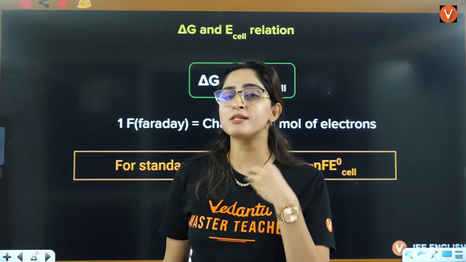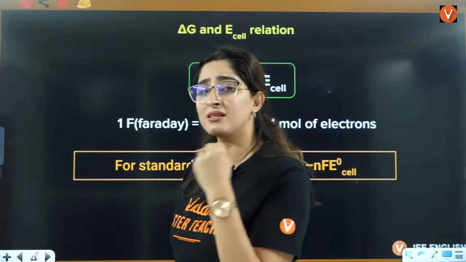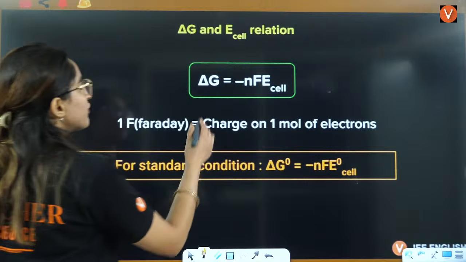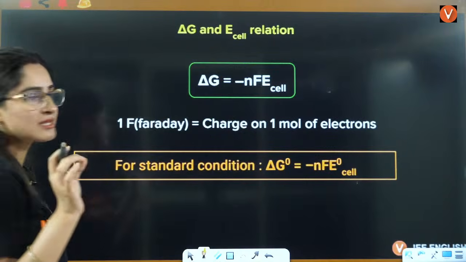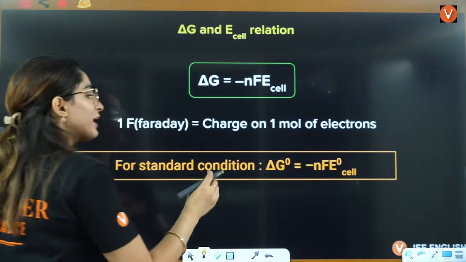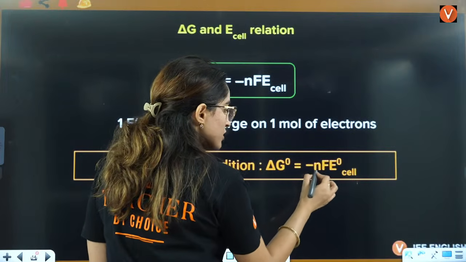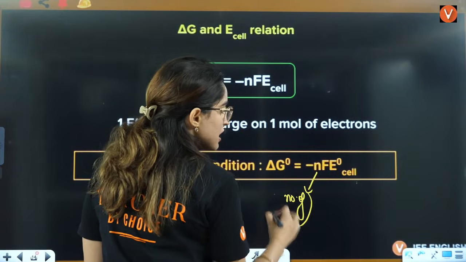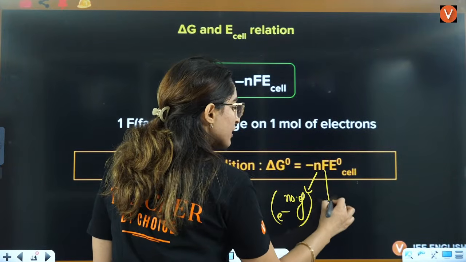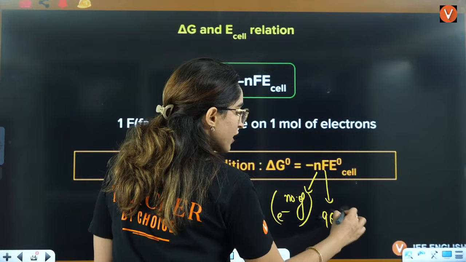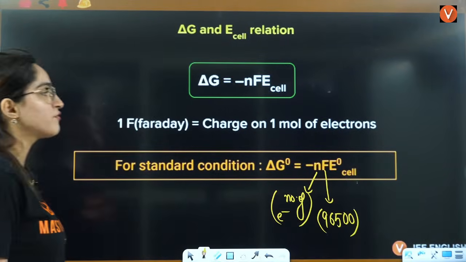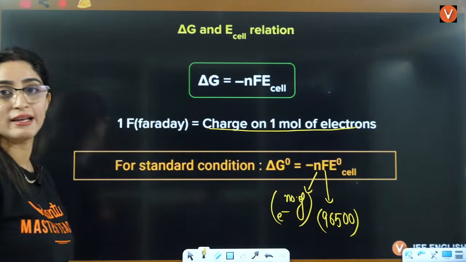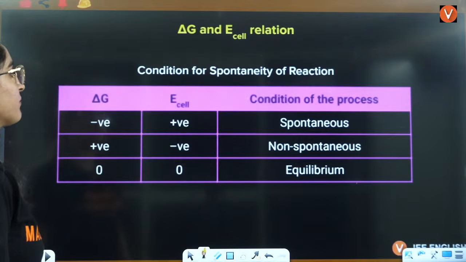Now, based on a similar thing, the Nernst equation, we have some other formulas as well, from where the questions are asked. First is delta G equals minus nF E cell, or delta G naught equals minus nF E naught cell. n is the number of electrons gained or lost, and F is the Faraday, that is 96500 coulomb. Faraday is the charge on 1 mole of electrons, that is 1 Faraday, right?